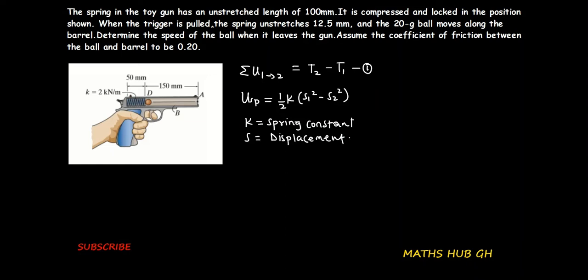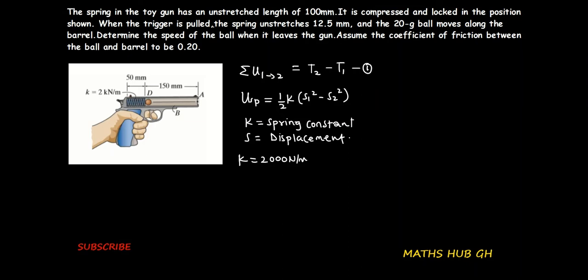Now the spring constant is given to be 2 kilonewton per meter. So you're going to have k equal to 2000 newton per meter. And for s, you're going to have two displacements, the initial displacement and the final displacement, which are s1 and s2.